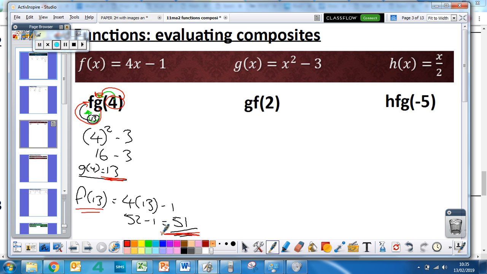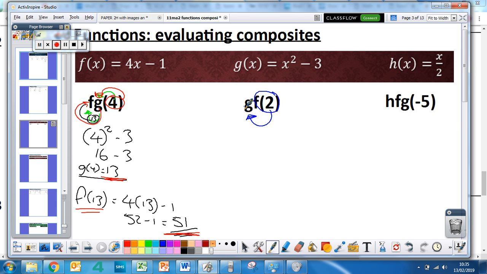Second example, g of f of 2. Think about what we do. The first thing we do is put the 2 into the f. And the answer we get for that, we put into the g. So it's not left to right, but it's working from the 2 outwards. So 2 goes into f, the answer to that goes into g.